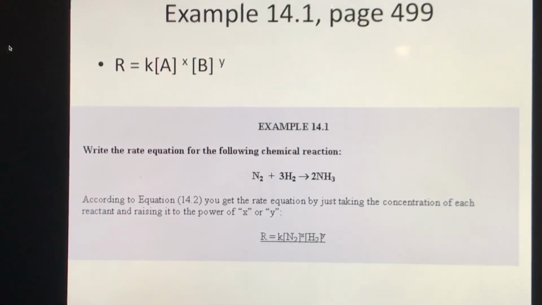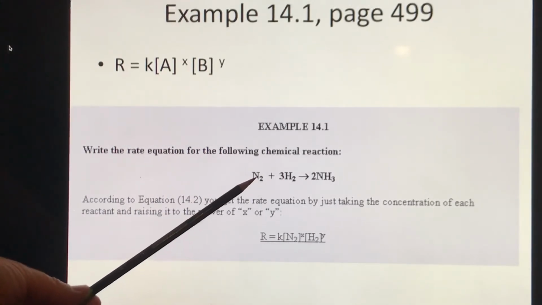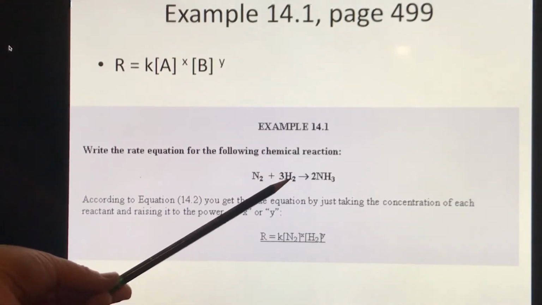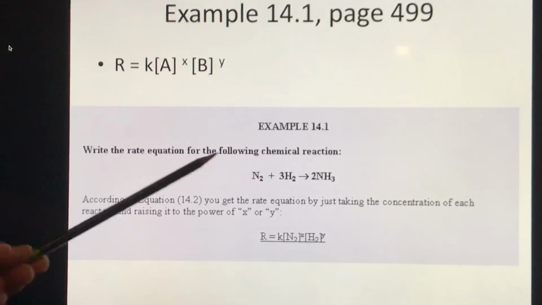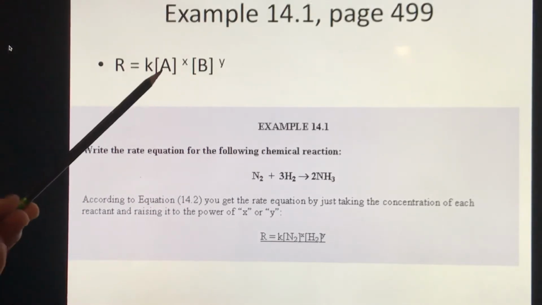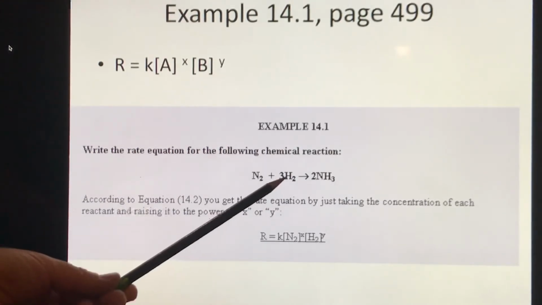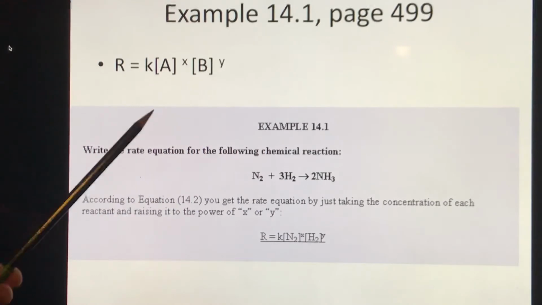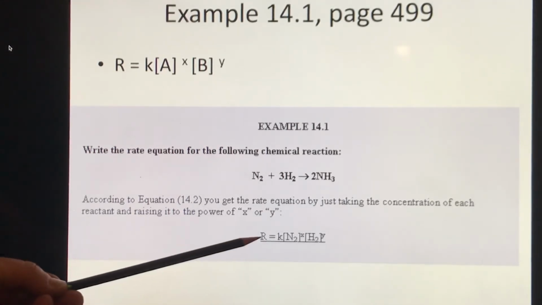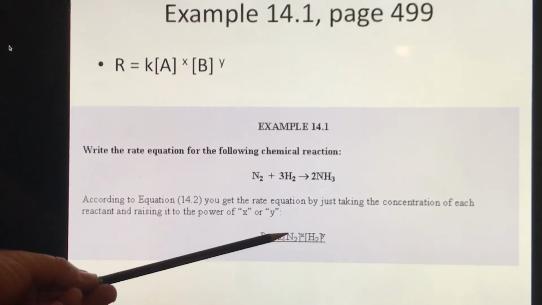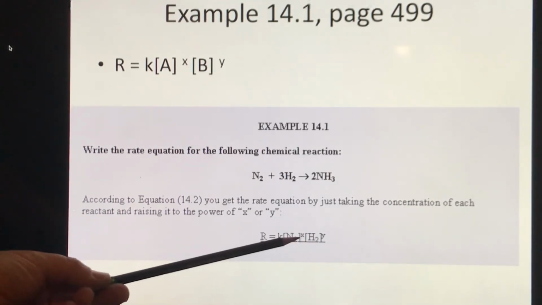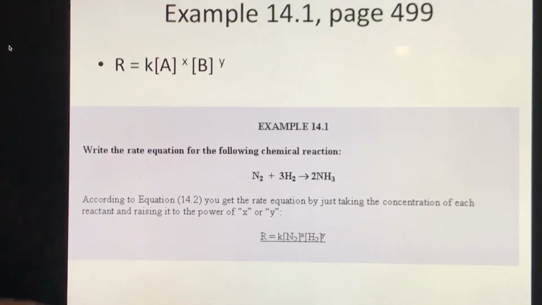All right, let's look at example 14.1. And again, just reminding you here of what the rate equation is. So it says, write the rate equation for the following chemical reaction. So we have N2, the nitrogen gas, and 3H2, the hydrogen gas, and forming NH3. And in this case, our A would be the N2, so I'll be putting our N2 in for the A. The H2 would be the B. And then for this particular equation, the book is satisfied with leaving it there. So the answer is just the R equals the rate constant, the K, of the concentration of the N2 to the X times the H2 to the Y.